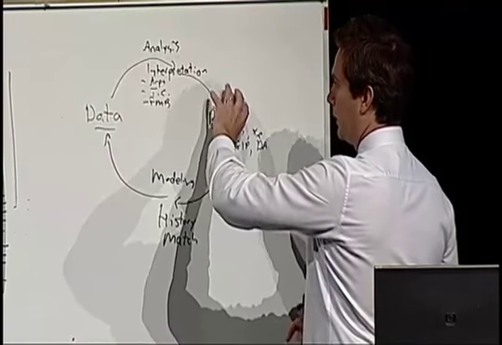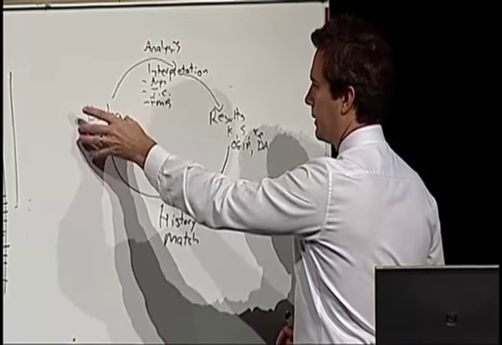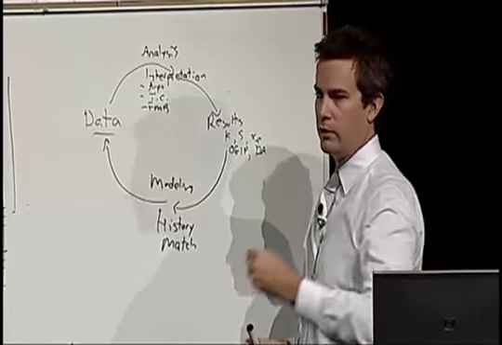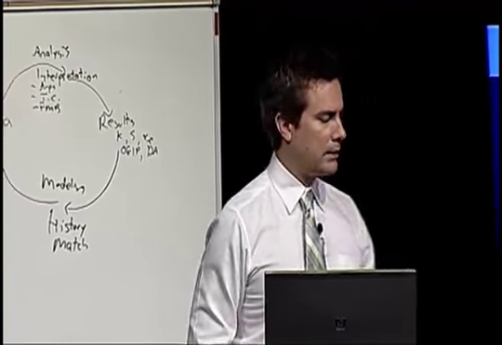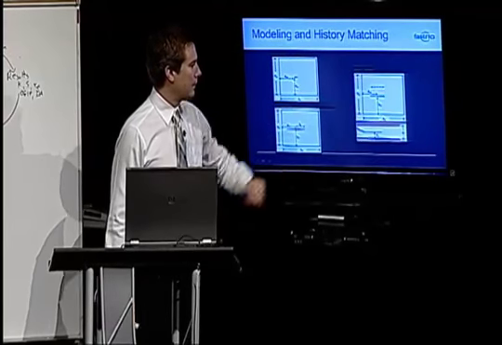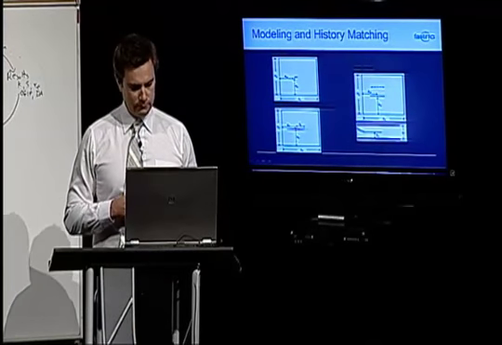So reverse modeling goes this way. Forward modeling brings it back to the data. We do a history match. We try and match the data. That validates our interpretation.